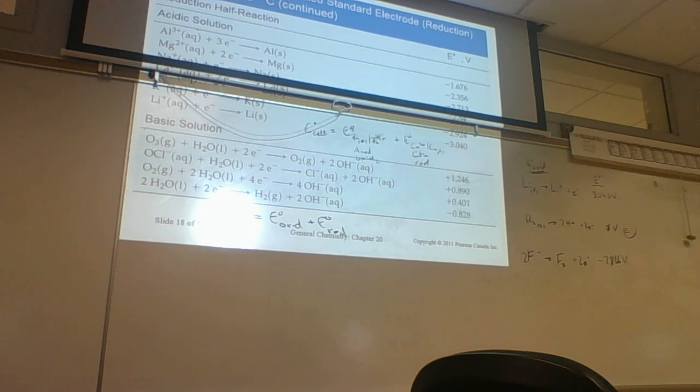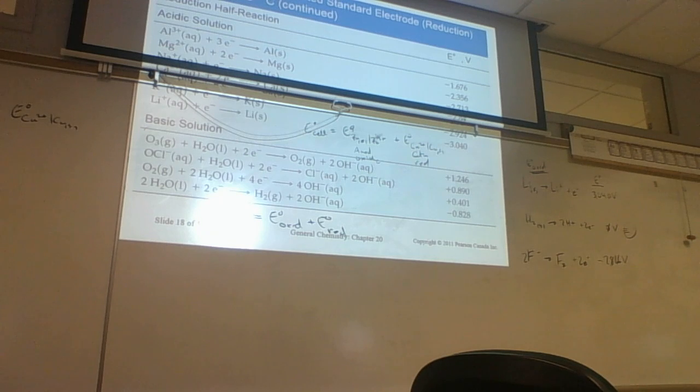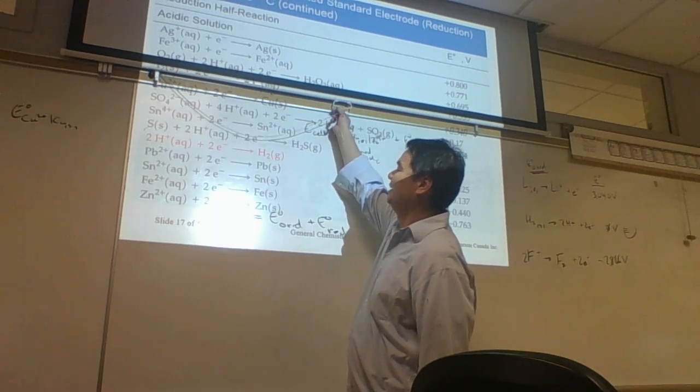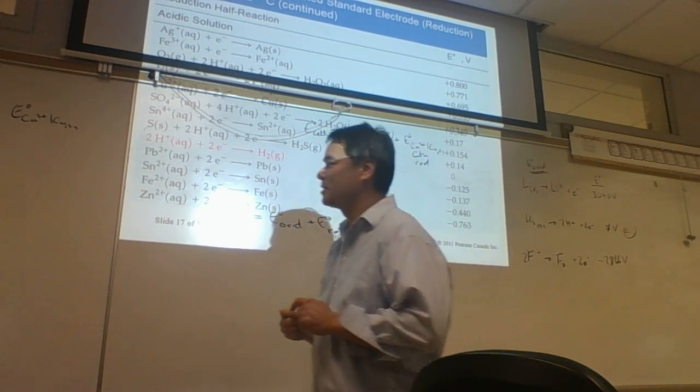So E naught of the cell: Zn goes to Zn2+ is, what did I say, minus 0.763 volts, plus the other potential. The other potential is Cu2+ goes to Cu. So let's look for that one here. Zn, oops, I did something. I made a mistake. Let me fix that mistake.